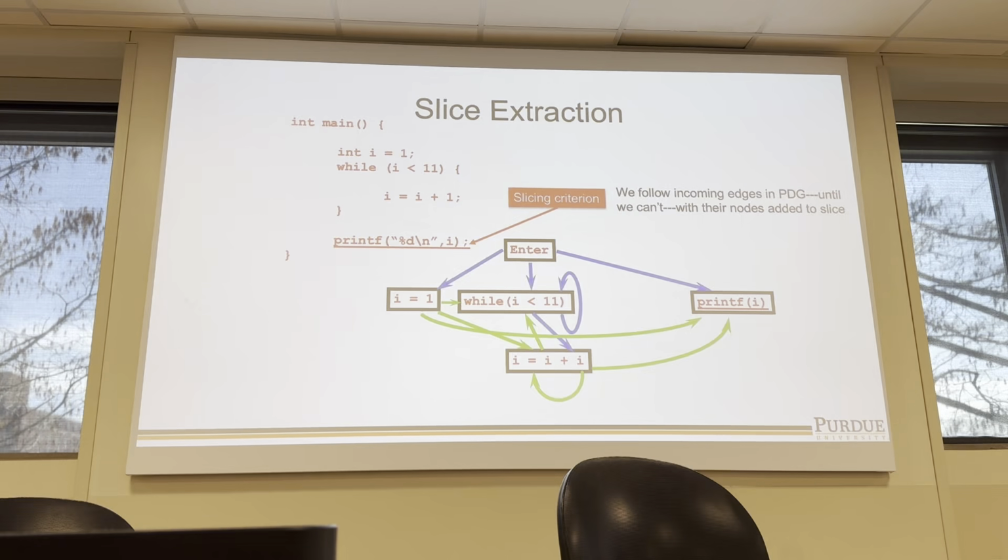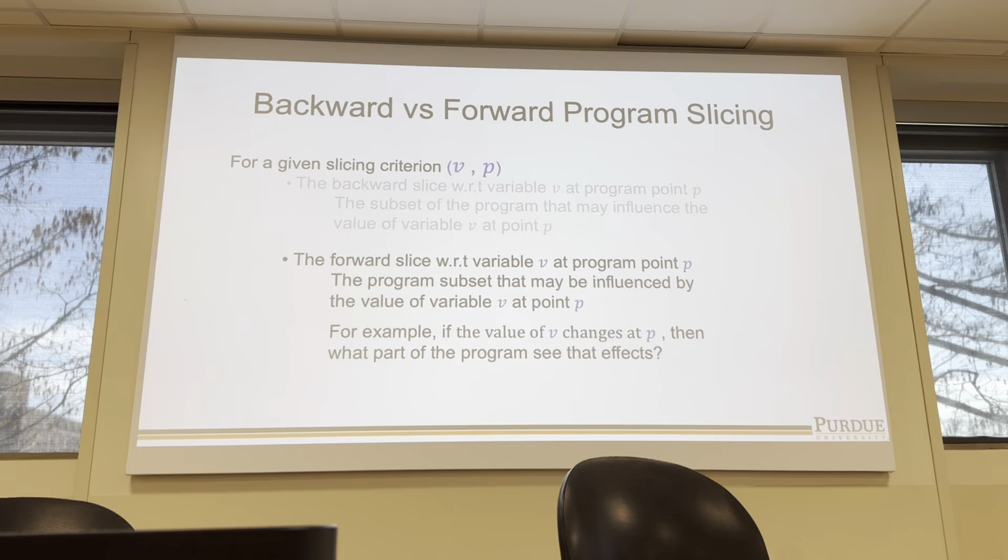And these are exactly the statements that affect your program slicing criteria. I'm interested in the I's value at this very point when I'm calling this printf. Then only these codes are the ones that can technically influence my value. Again, at this very point. All right, that's backward slicing, right?